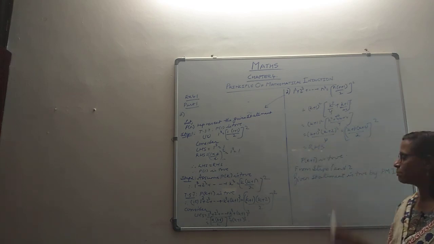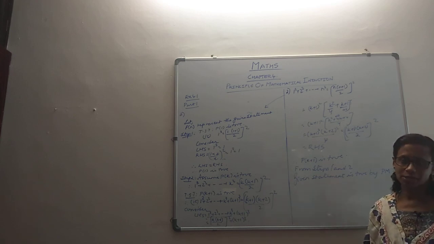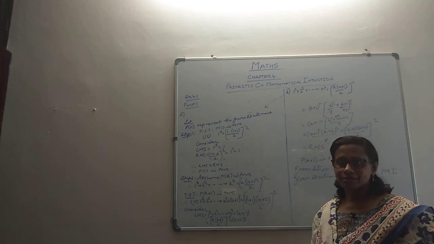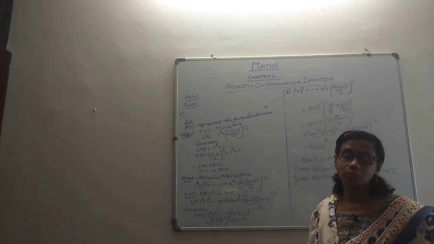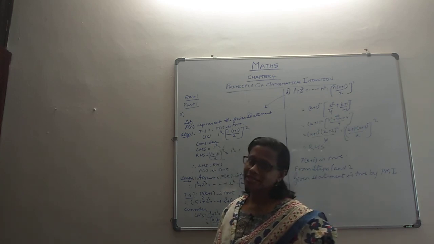That's how P of k plus 1 is true from steps 1 and 2. The given statement is true by principle of mathematical induction. That was our problem number 2, and this is how we solve a problem by principle of mathematical induction. Remaining questions we are taking up in the next part.